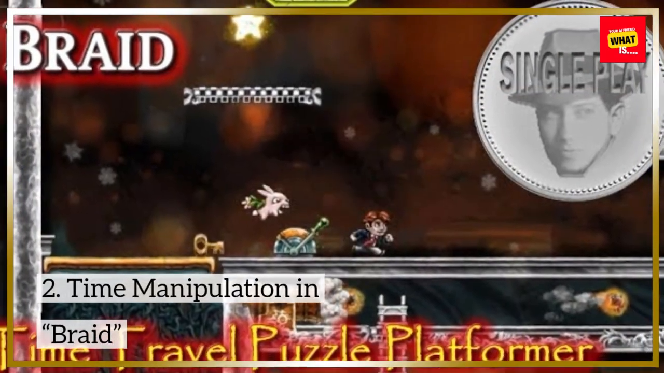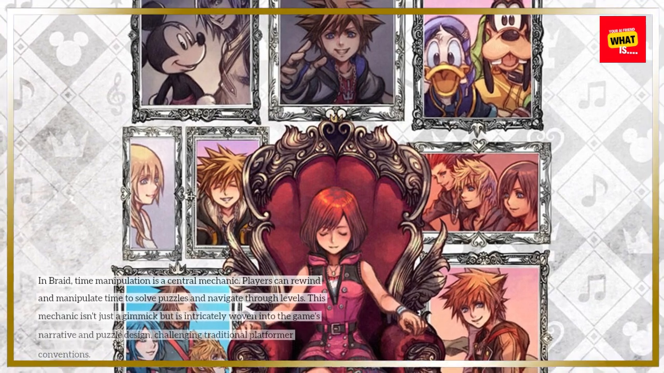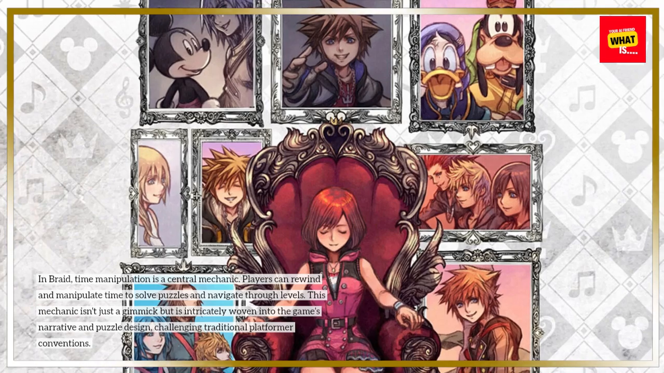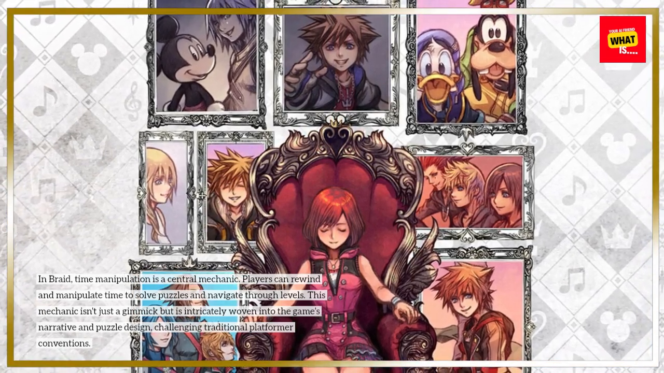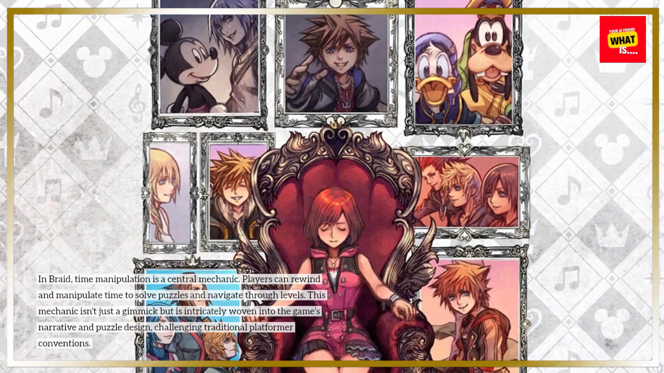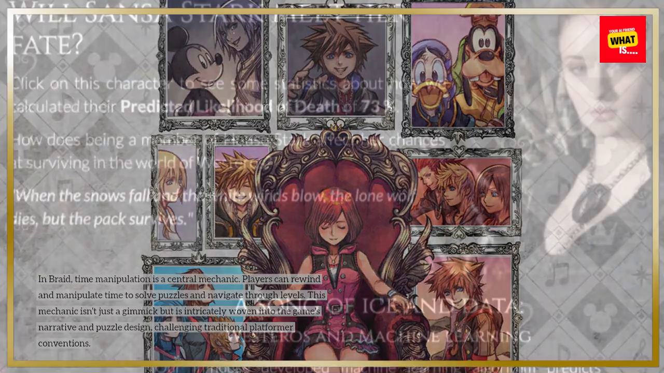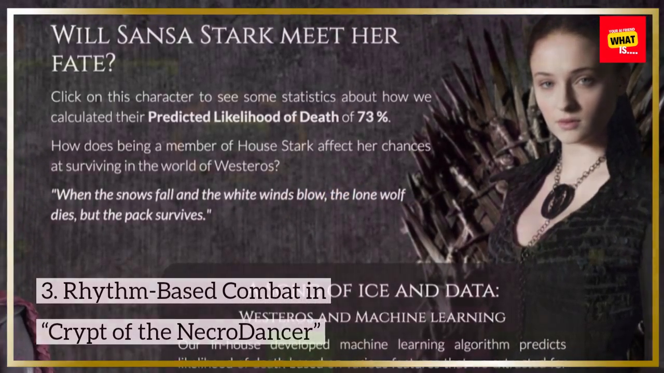2. Time manipulation in Braid. In Braid, time manipulation is a central mechanic. Players can rewind and manipulate time to solve puzzles and navigate through levels. This mechanic isn't just a gimmick but is intricately woven into the game's narrative and puzzle design, challenging traditional platformer conventions.